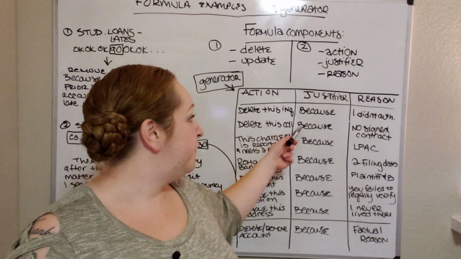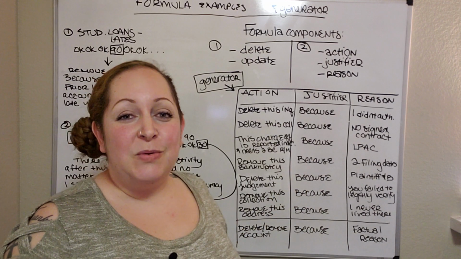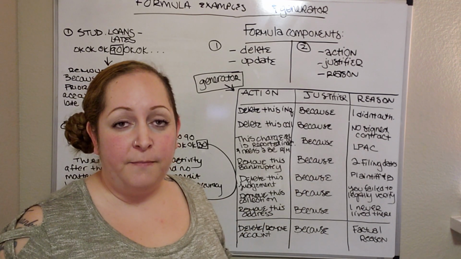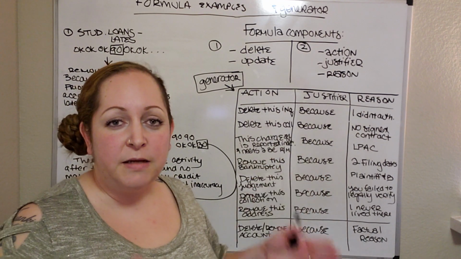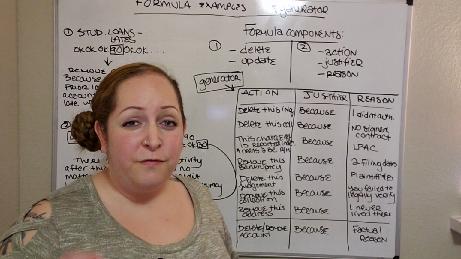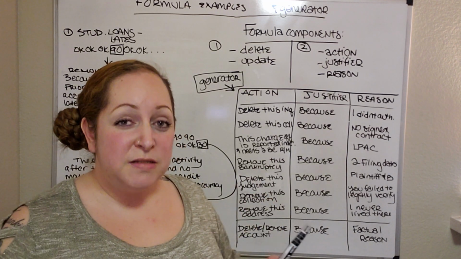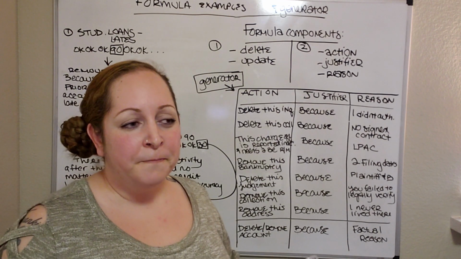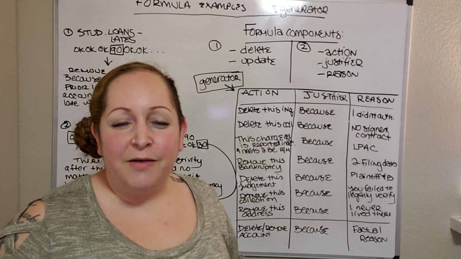So the first one is the action, delete this inquiry. The justifier is because you need to justify why you're telling them whatever you're telling them. Remove it because, delete it because, update because, okay? And you've heard me say this in other videos, but when you give a justifier, it makes it not only more human, but they actually want to help you more. I don't know how to explain it.